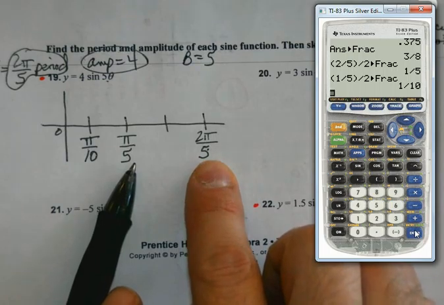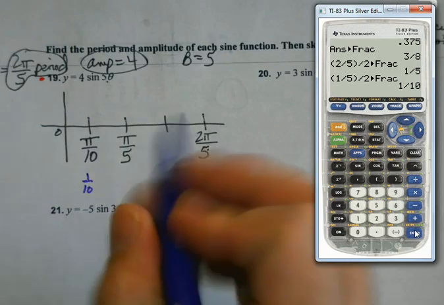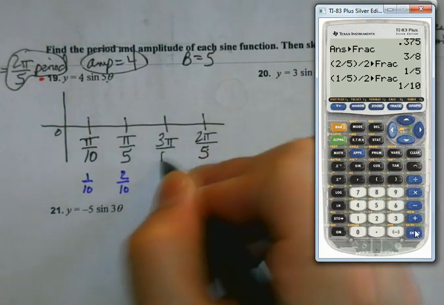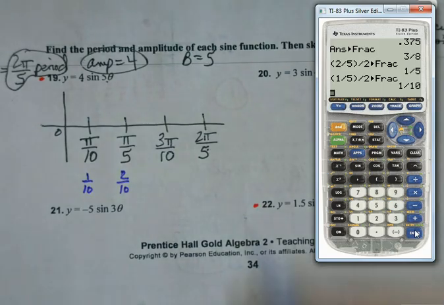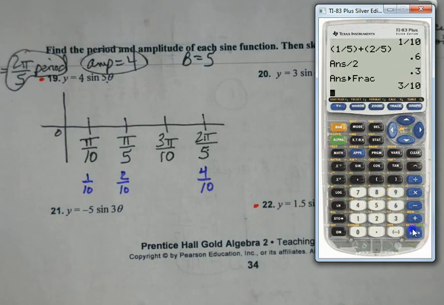Now, again, there's two ways you can look at it. You can say, hey, this is 1/10, this is 2/10, this is 3/10, but 3/10 doesn't reduce. This is 4/10. Or, like we've done before, you can take 1/5 and 2/5, add them up, and then divide by 2. I just want to continue to stress to you that there's ways to be able to get to the answer. It doesn't all have to be one way.